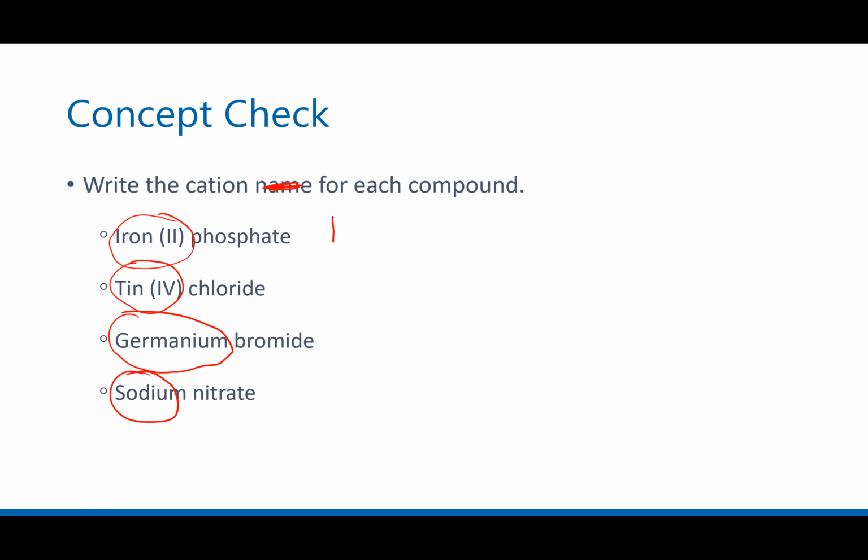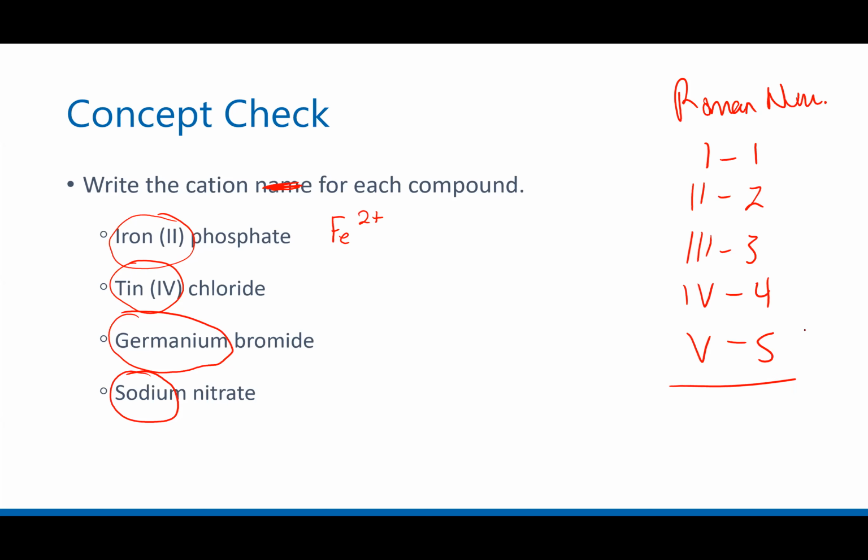So iron 2, that's Fe2+. Now remember your Roman numerals. 1 is 1 line, 2 is 2 lines, 3 is 3 lines, IV is 4, and V is 5. We won't really go anywhere bigger than 5. Okay, tin 4 chloride, well, tin is Sn, and 4 would look like this.